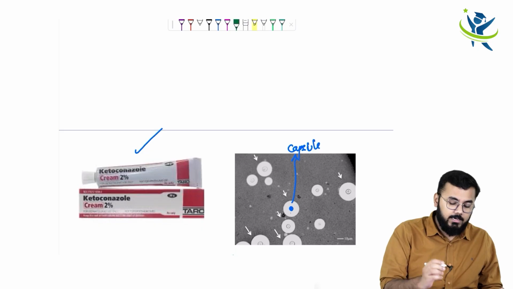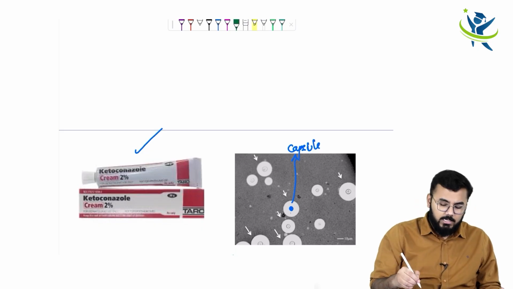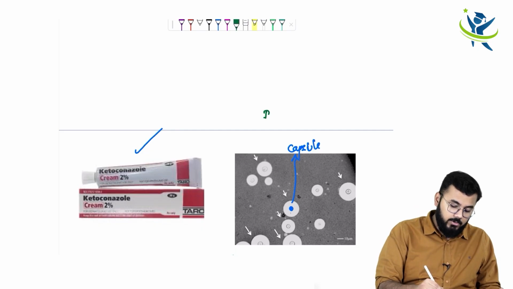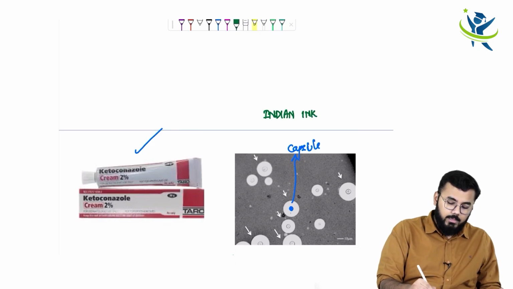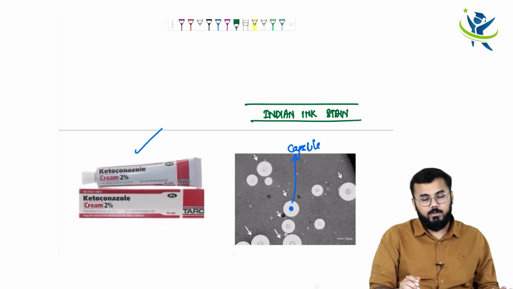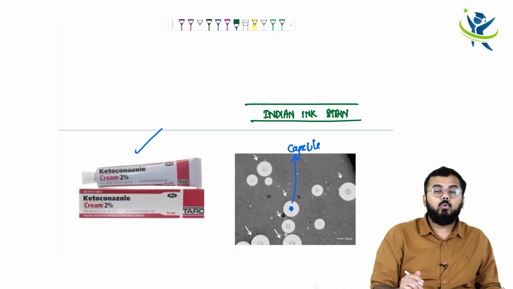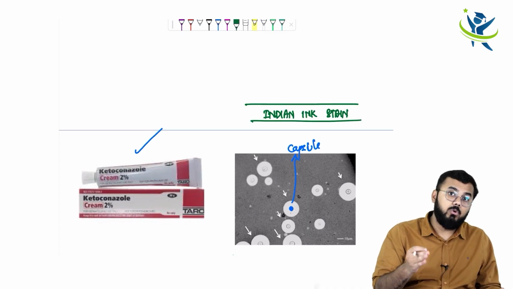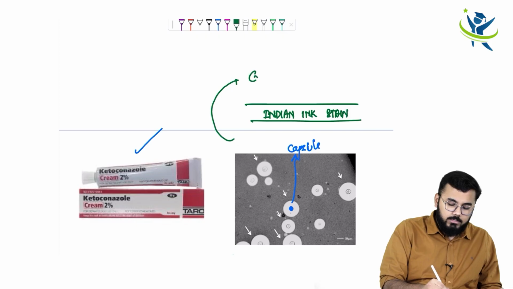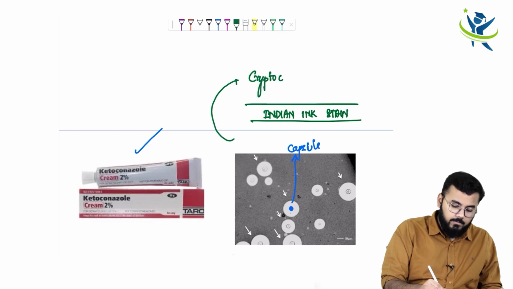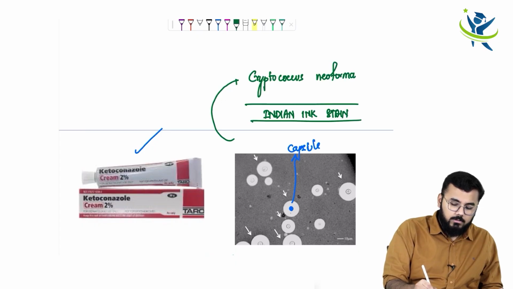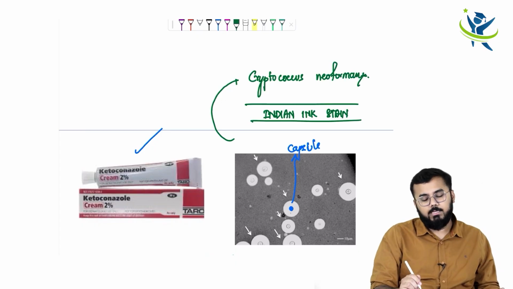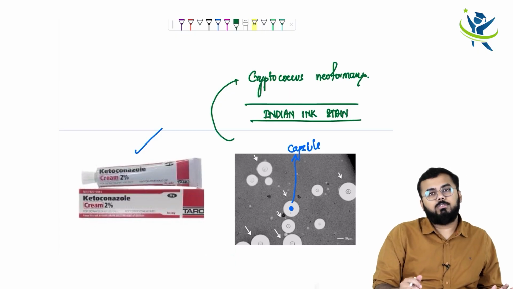And from the bacteriology part, I have already discussed the stainings. The stain which we use here is the Indian ink stain. We use Indian ink stain over here, and this organism is named Cryptococcus neoformans. So this is the fungus which has a capsule. This organism is Cryptococcus neoformans.